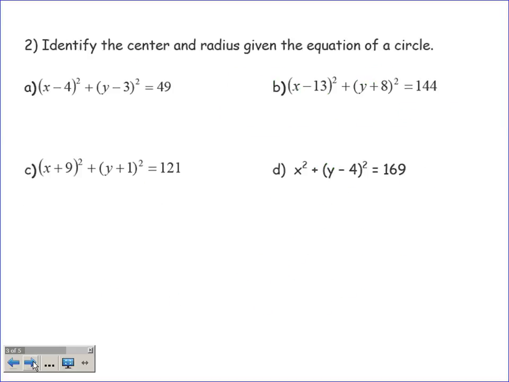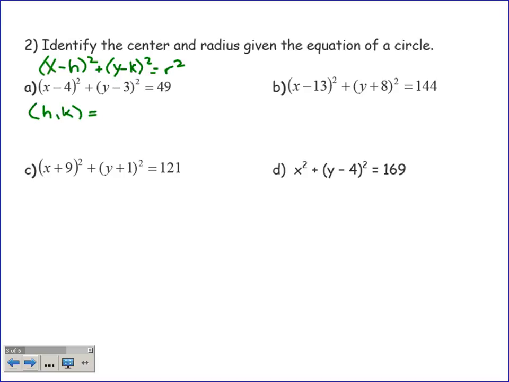Yes, okay. Part number 2, it says identify the center and the radius given the equation of the circle. So we're on the back side. Hopefully you see this. This is x minus h squared plus y minus k squared equals r squared. So here's what we're looking at. Our center is always going to be hk.